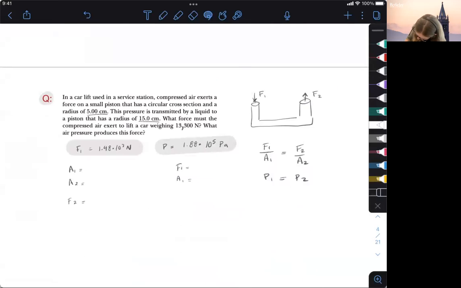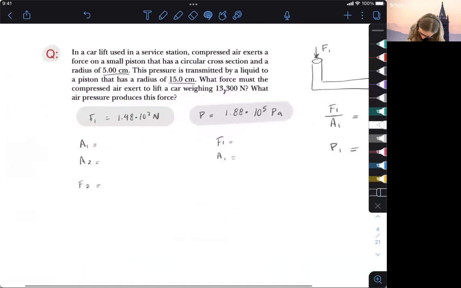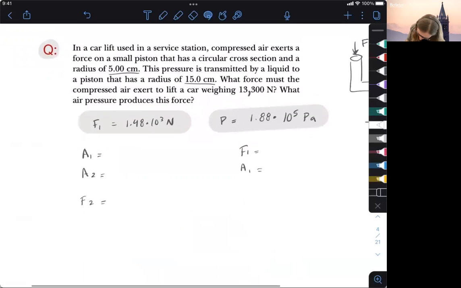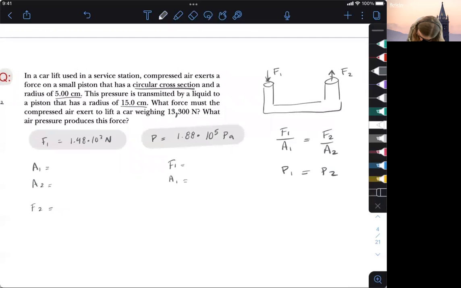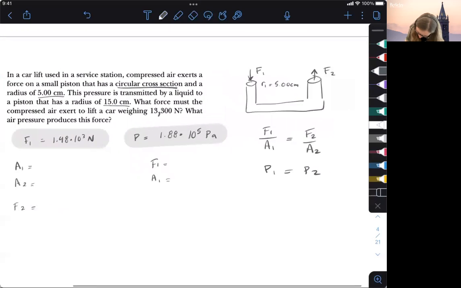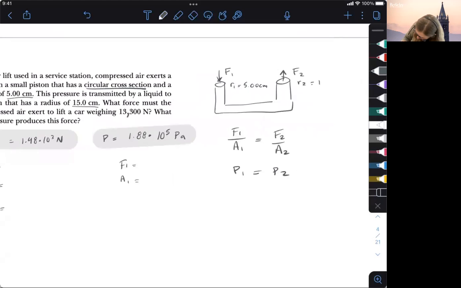So we're going to use this relationship here. Okay. So what am I given in my problem? Let's talk about A1. I'm given a radius and it's a circular cross section. So for a circular cross section, I need to find the area, which is going to be equal to pi r squared. I'm given one radius for the first side, which exerts a force on the small piston. So the radius on this side, R1, is equal to 5 centimeters. And then the radius on the other side, R2, is equal to 15 centimeters.